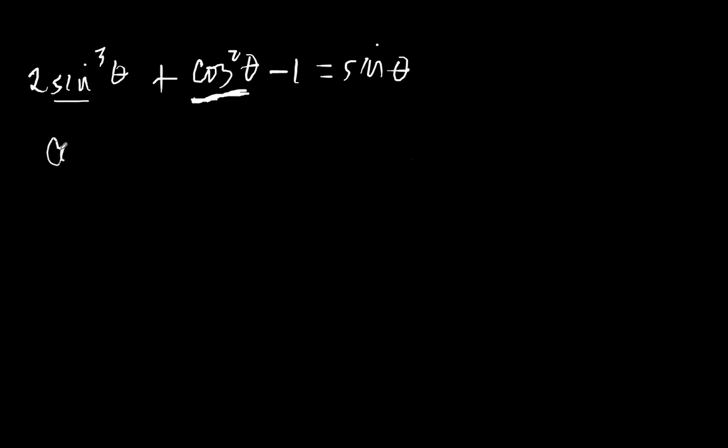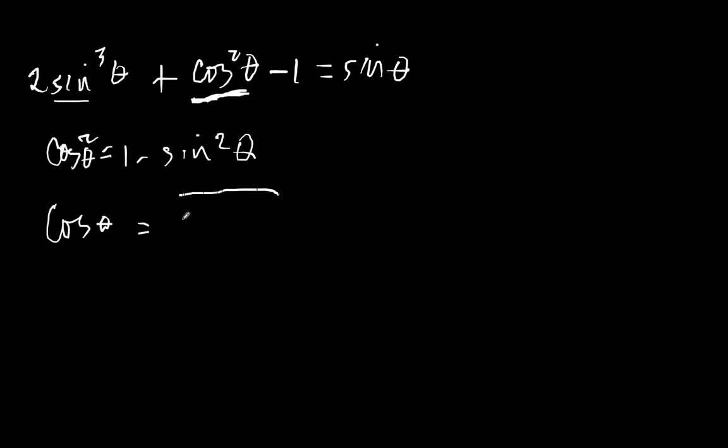Okay, and we know that cosine square is equal to 1 minus sine square. Review lang natin ng konti. And cosine theta, ba't walang theta? Cosine theta is equal to plus or minus the square root of 1 minus sine square theta. Okay, so in this case, ang gagawin natin, there's a positive negative dito, di ba? Okay, so we have 2, let's copy.